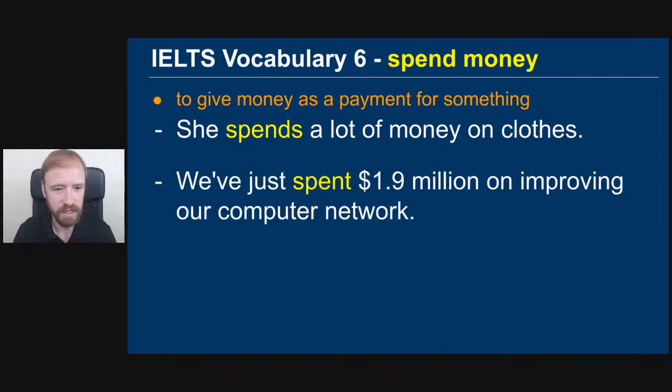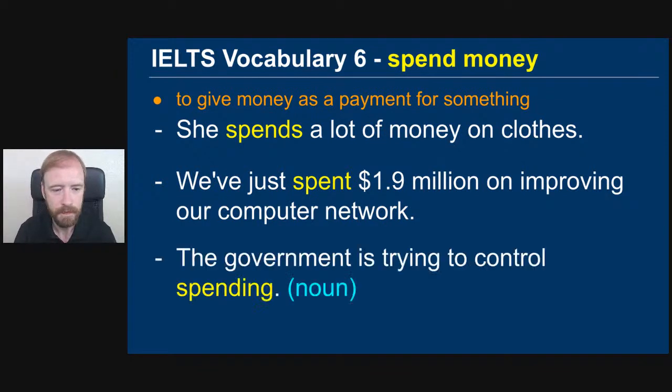Okay, let's look at our next example. We've just spent, so past tense, we've just spent, and there we have our money, $1.9 million. That's how we write money, on improving our computer network. And the government, here it is as a noun. Now, this is why I bring in spend money. The government is trying to control spending as a noun. Noun, verb ing, spending. They're trying to control spending.